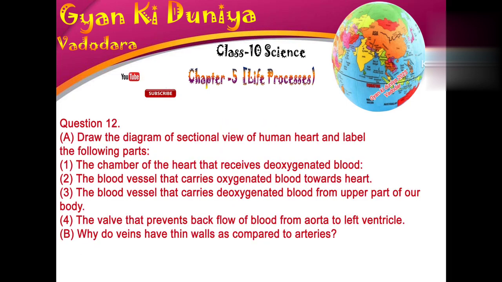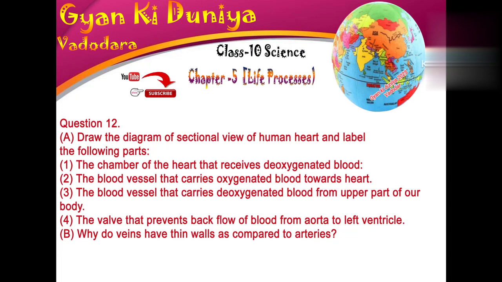Question 12. A. Draw the diagram of sectional view of human heart and label the following parts. 1. The chamber of the heart that receives deoxygenated blood. 2. The blood vessel that carries oxygenated blood towards heart. 3. The blood vessel that carries deoxygenated blood from upper part of our body. 4. The valve that prevents backflow of blood from aorta to left ventricle.